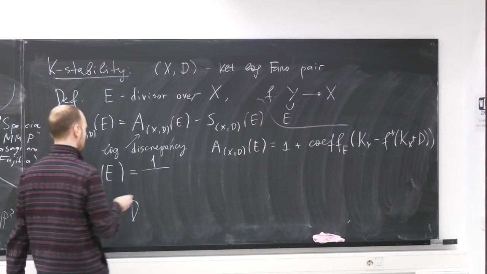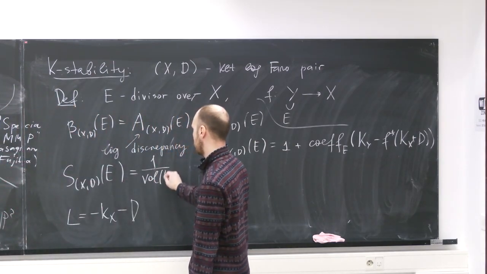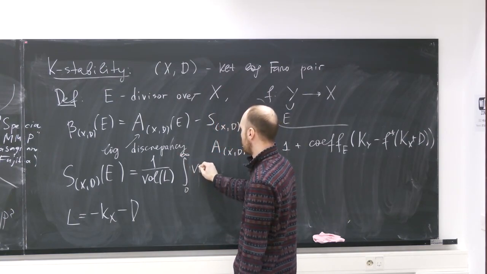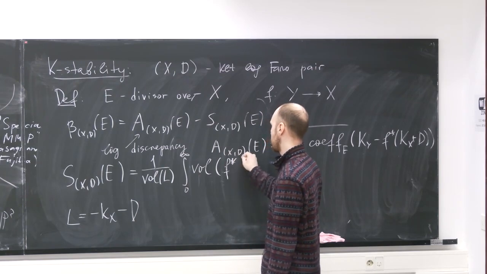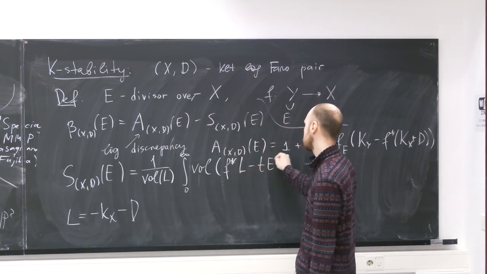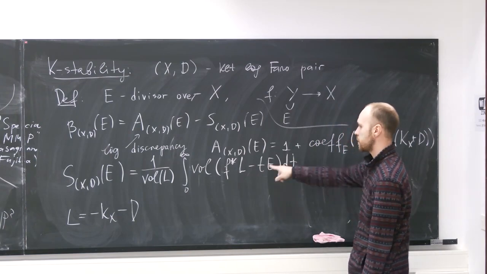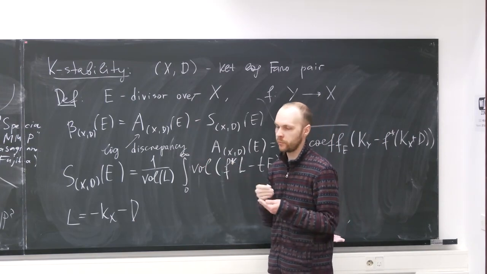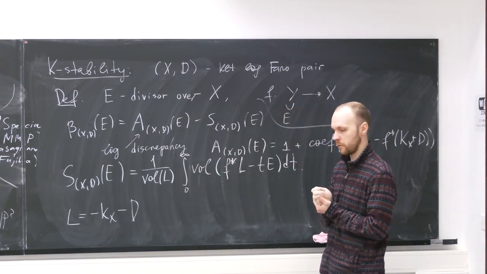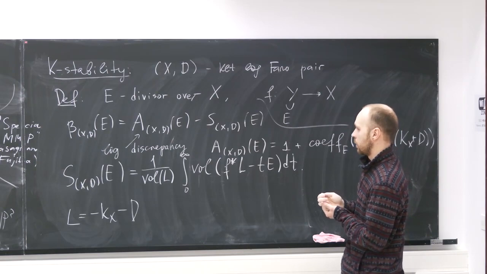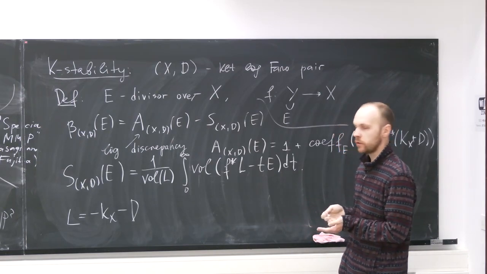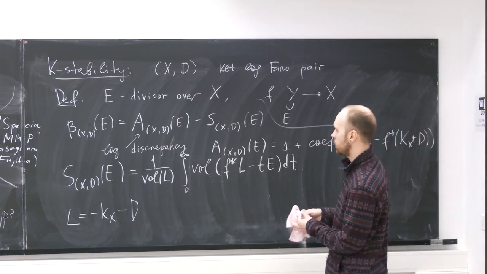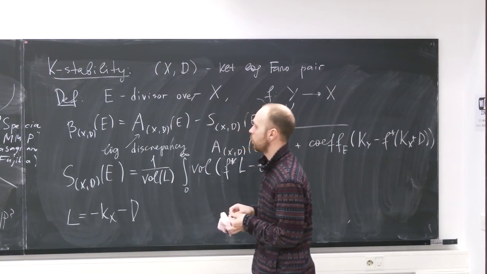So then you have the volume of L, and then the integral from 0 to infinity of the volume of f^*L minus tE, dt. This integral is in fact finite, so you just compute it up to the pseudo-effective threshold. And I hope there is no need to define the volume of the divisor, right? So this number is called expected vanishing order.